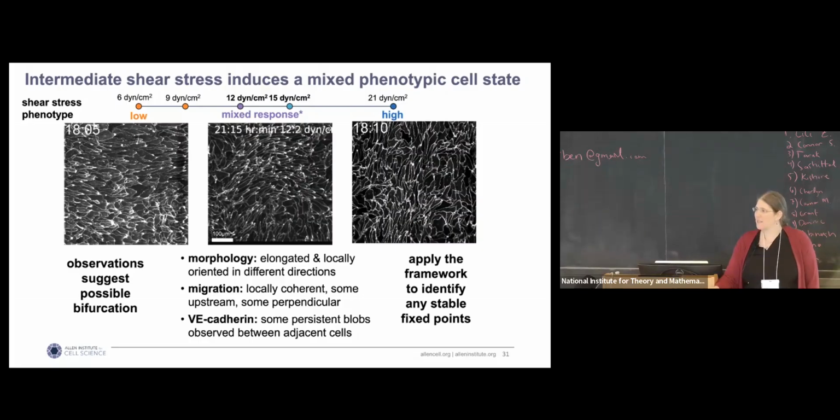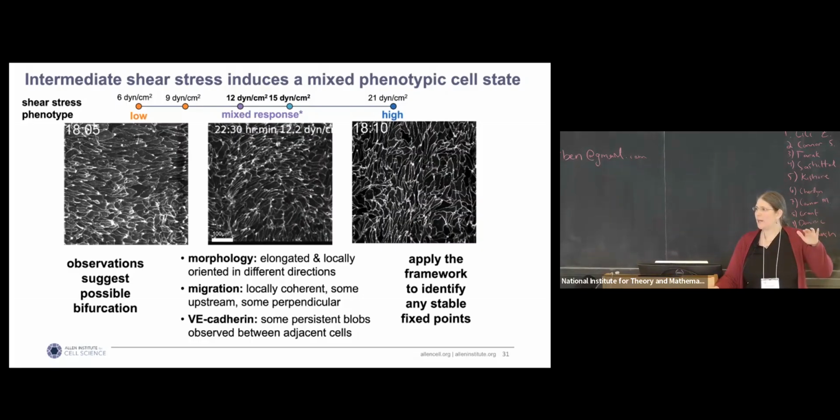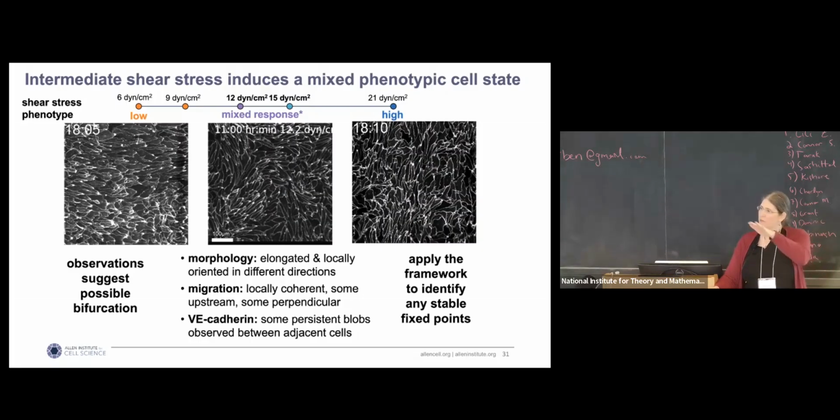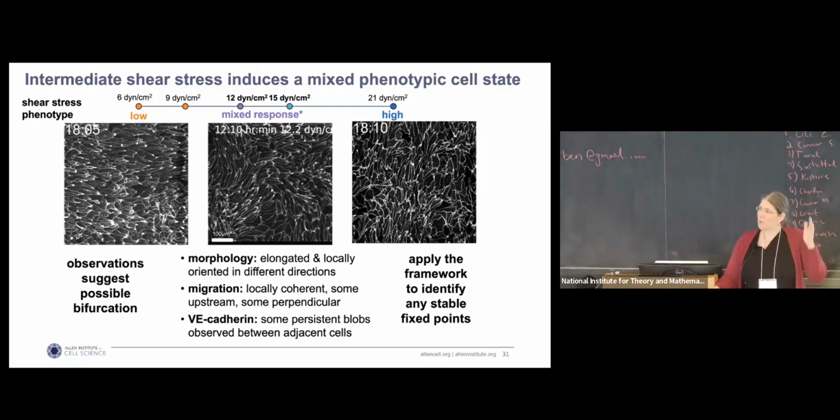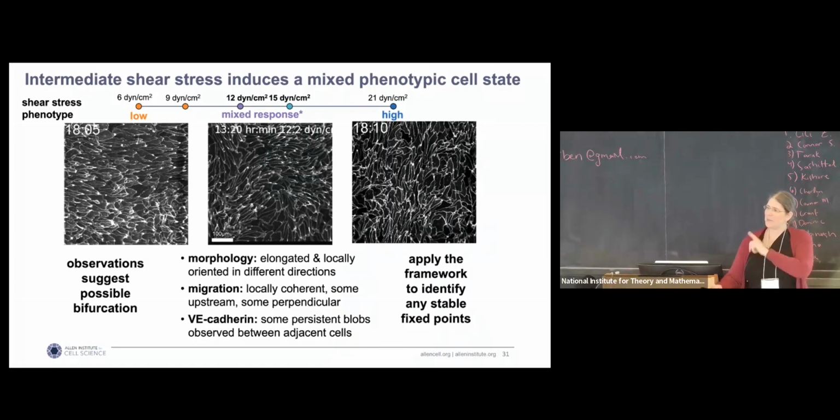For this paper at this time, we start from no flow and go to each of the flows. We do not go from one flow to the other flow. That is something that's going to become very interesting in the future.